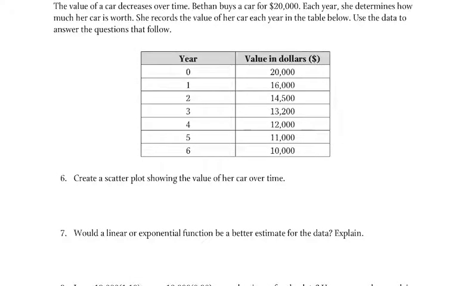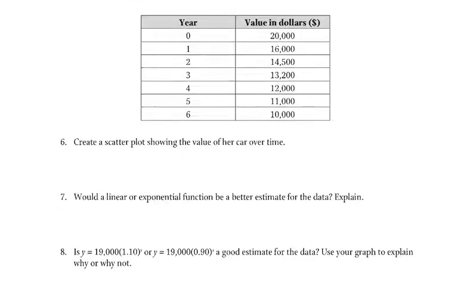Okay, now let's take a look at another one. So the value of a car decreases over time. Bethan, whoever that is, buys a car for $20,000. Each year she determines how much her car is worth. She records the value, so it's got to be Bethan if it's a girl, right? Anyway, she records the value of her car in the table below.